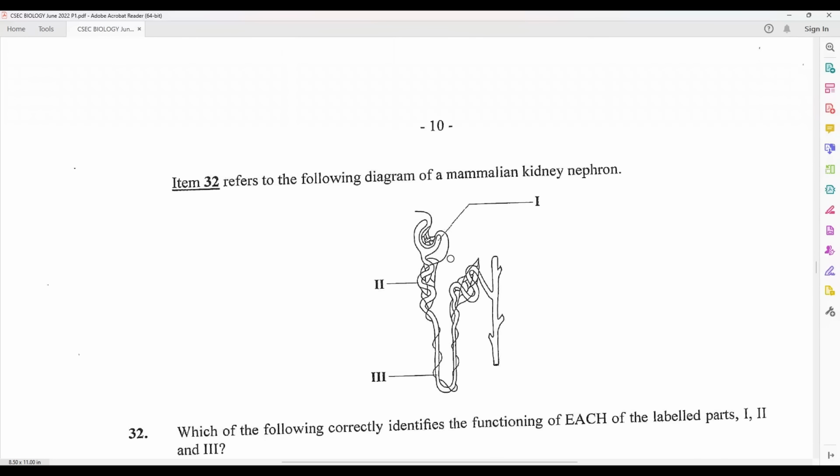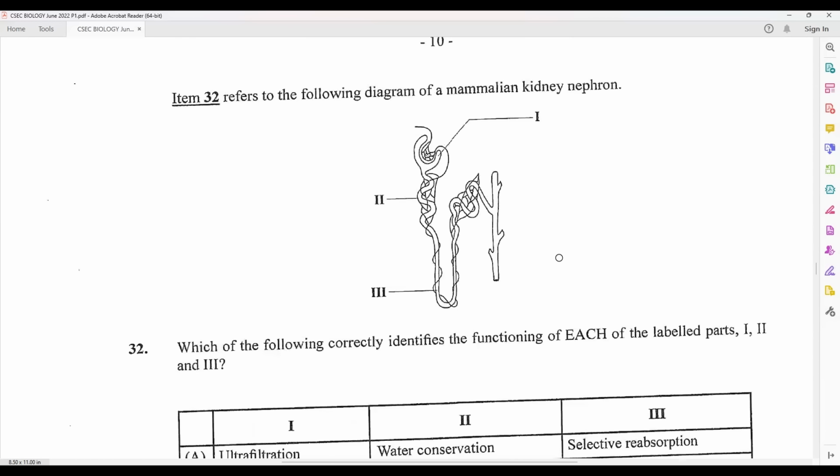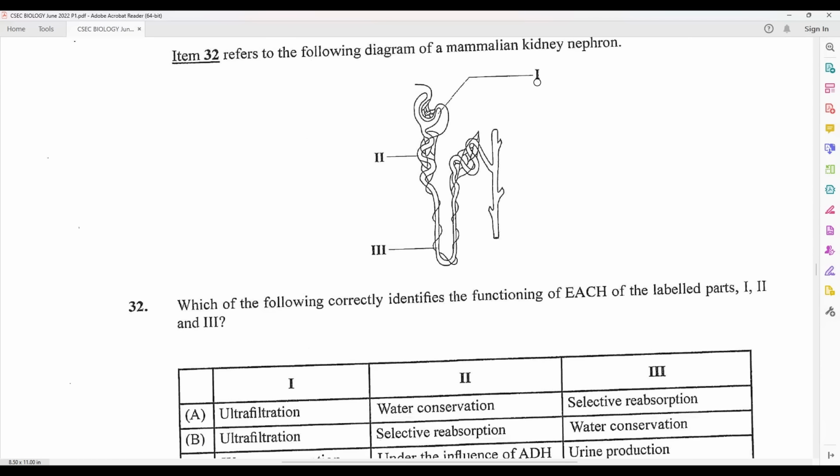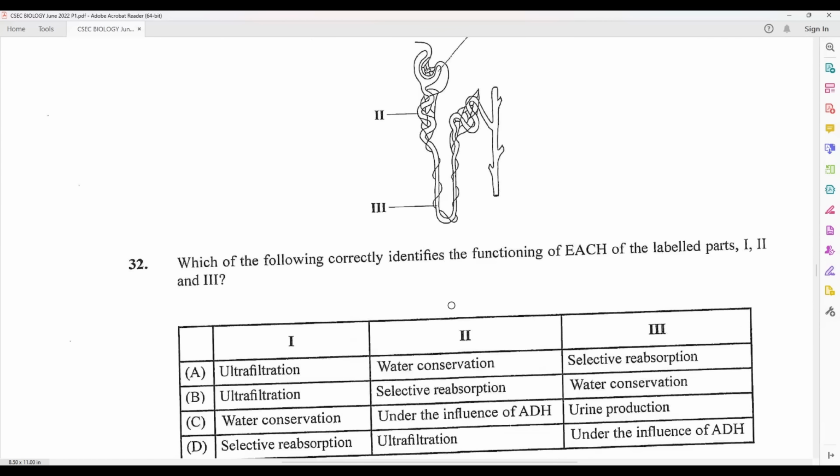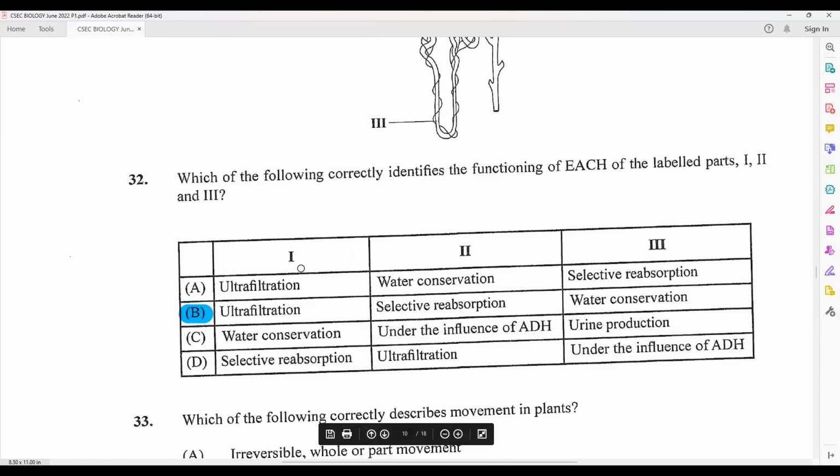Item 32 refers to the following diagram of a mammalian kidney nephron. Which of the following correctly identifies the functioning of each of the labeled parts 1, 2, and 3? We know the Bowman's capsule, which surrounds the glomerulus, is where ultrafiltration takes place. We have the proximal or first convoluted tubule, that is selective reabsorption. And we have this part, which will be the loop of Henle, which is for water conservation. So we are looking at B as the answer.